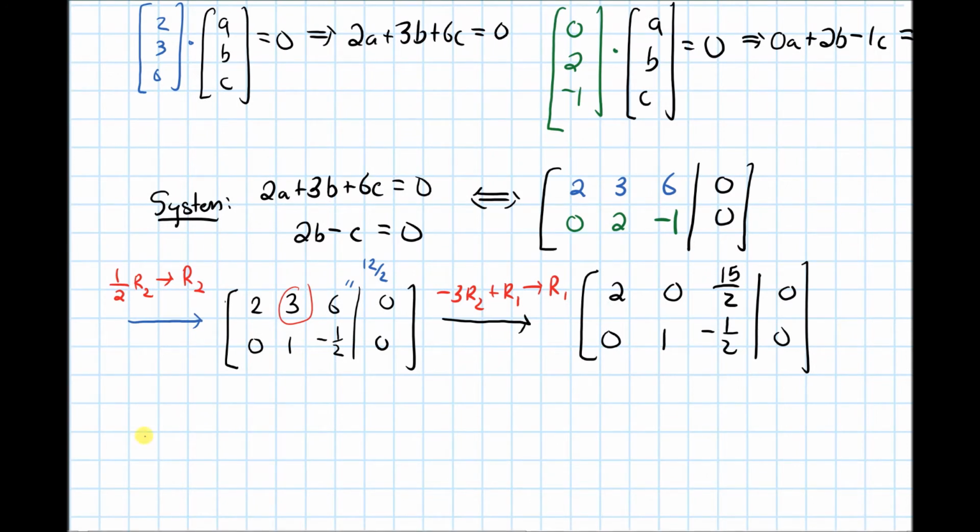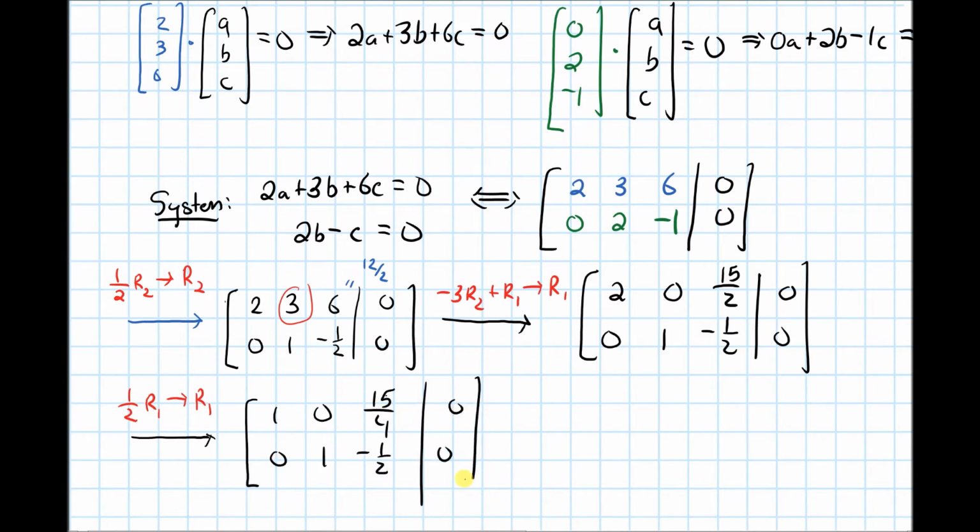All right, so next let's continue to row reduce some more. So let's divide the first row by 2. So 1/2 row 1 and insert into row 1. And that'll give us 1, 0, whoops, sorry, not negative, positive 15 over 4, augmented with 0. And the second row stays the same as 0, 1, negative 1/2, augmented with 0.